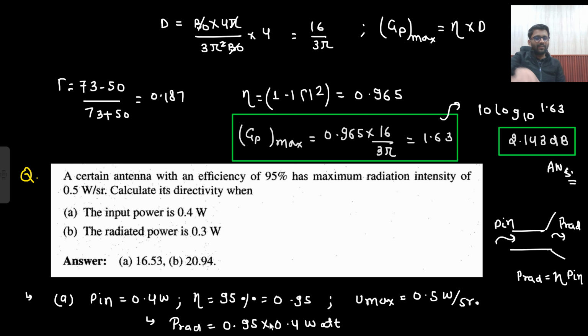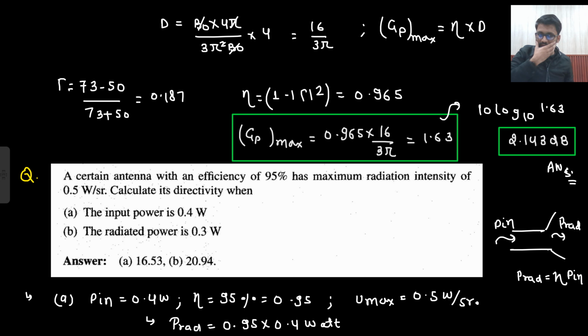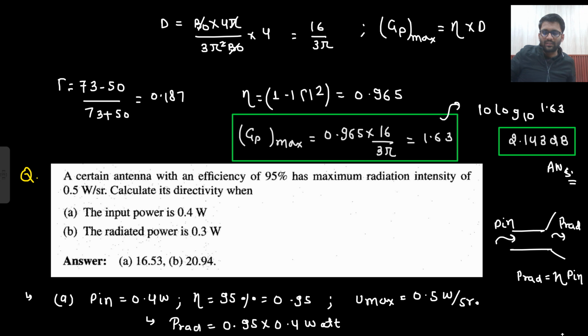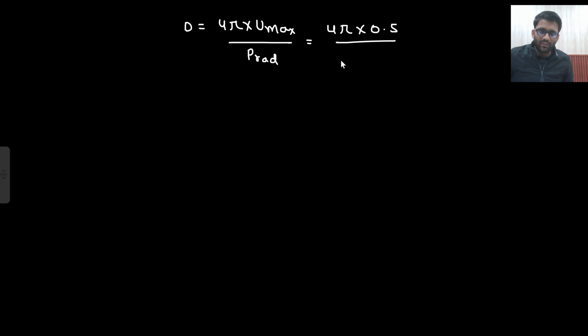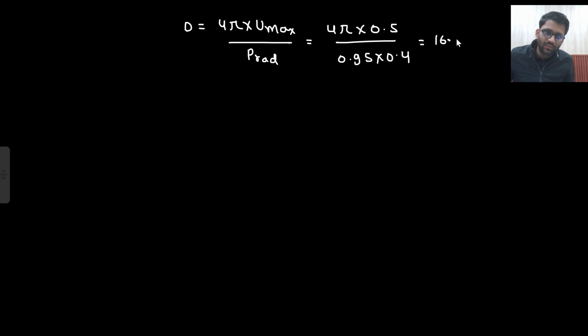This we have already seen. Eta value we don't need to calculate. This time it is given, that is 0.95. So P radiated is 0.95 into 0.4. And what is the value of Umax? 0.5. So 4 into pi into 0.5 divided by 0.95 into 0.4. Okay, so what are we getting? Do we need to calculate it in dB? No. They are asking in decimal only. So this is the answer.